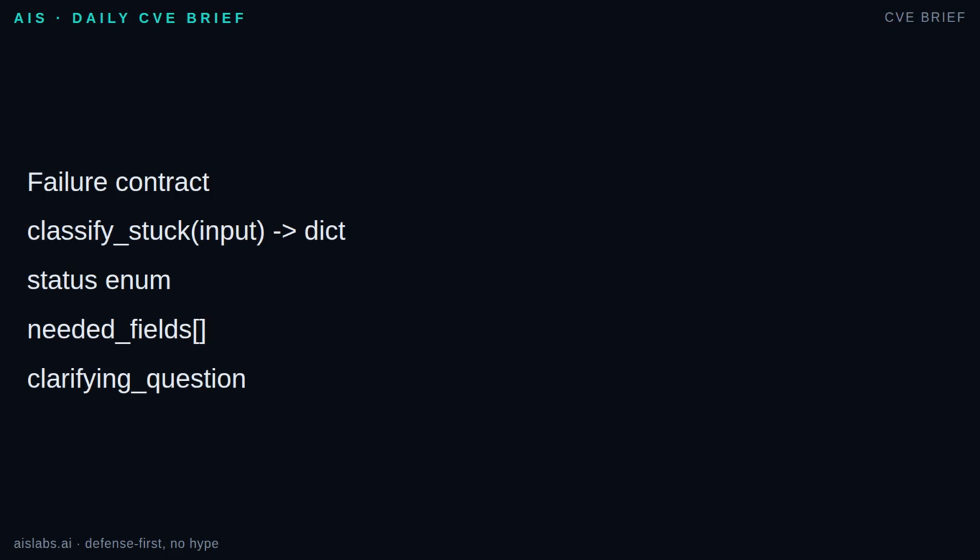Third, make your code branch on status before using result. In plain Python, that is a function like handle response dict, that if status equals OK, continue. If missing data, request fields. If ambiguous, ask. If impossible, stop and show the reason.